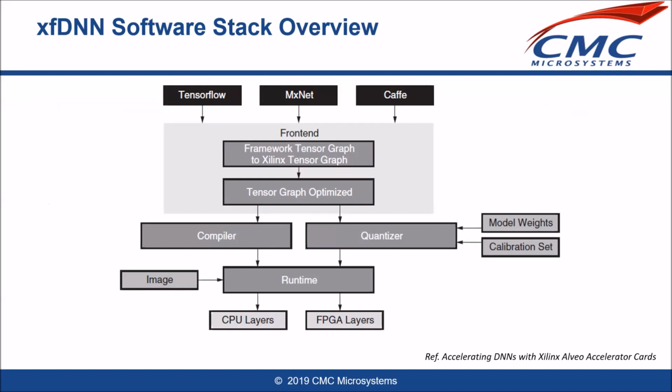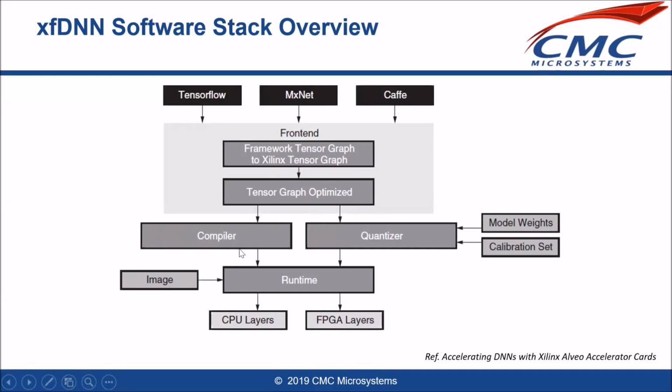So the first thing is the front end. Basically, Caffe generates a network that will be translated by the framework tensor graph to the Xilinx tensor graph. The Xilinx tensor graph is a graph that Xilinx tools will understand. The result is a tensor graph optimized for the Alveo architecture. Then it goes through quantization, which uses the model weights. So basically, it's a conversion from 32 bits to 8 bits in this case, and the calibration set.